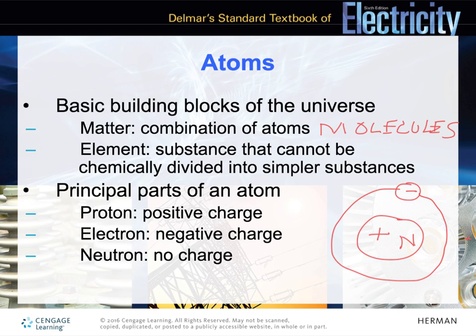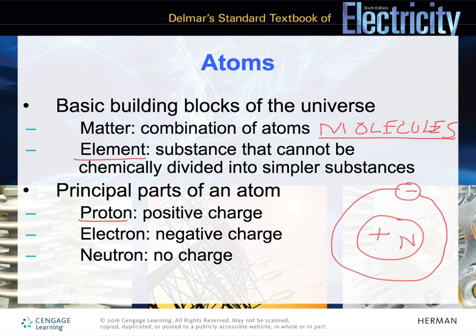So we need to start talking about atomic structure, primarily the atom. The atom is the building block of the universe. Primarily, atoms combine together into what are called molecules that make up matter. And basically, atoms are made up of what are referred to as their elements. They are a substance that can't be divided into a simpler substance without ruining the integrity of the actual substance.